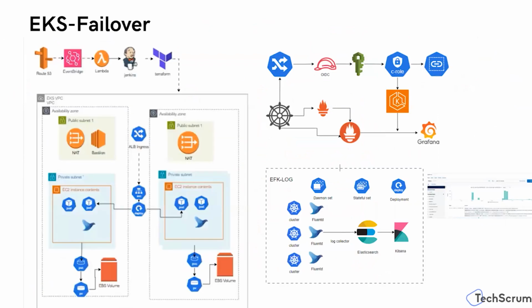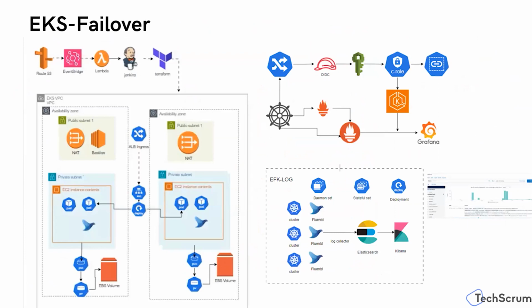When Route 53 detects the backend ECS is unhealthy, it triggers a Lambda function, which in turn triggers a job in Jenkins to deploy Elastic Kubernetes Service. Using EKS for failover deployment keeps applications running smoothly. We use ALB ingress to manage the traffic.